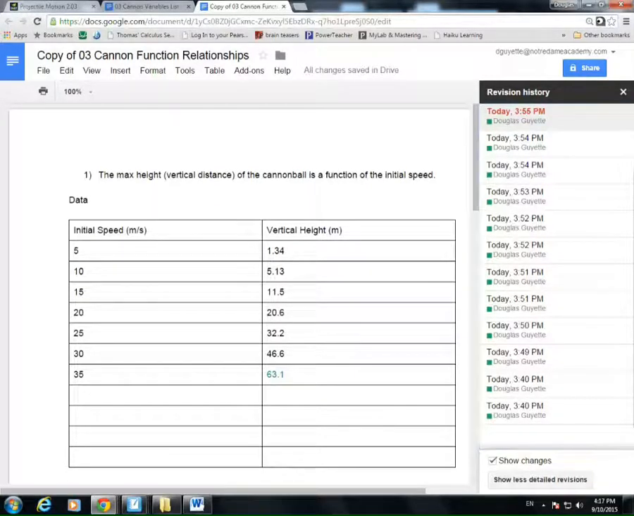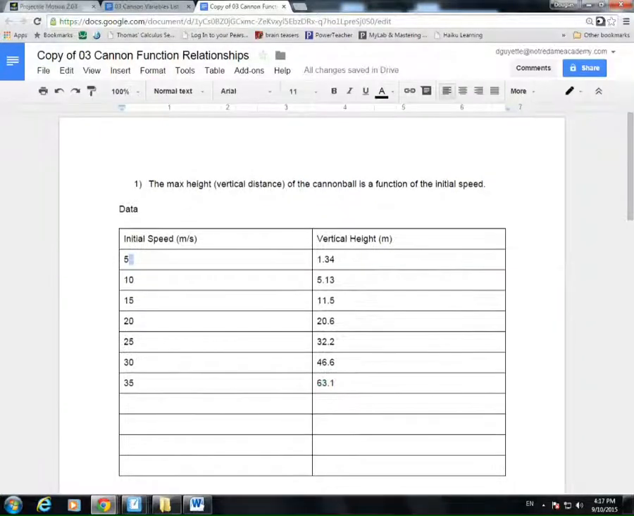The other thing that I want to do here is add a little information at the top of the document to state that the angle of launch was fixed at 90 degrees. The height of the cannon was ground level.